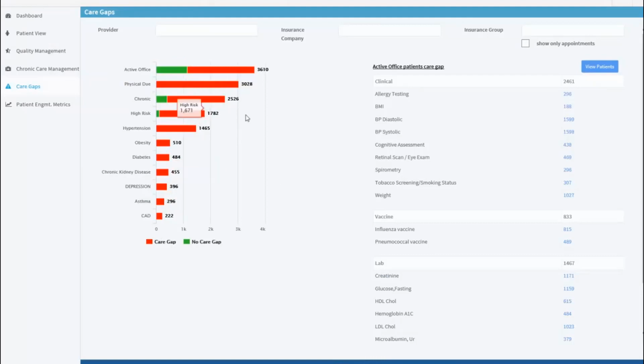Now with this module, you can quickly spot where gaps are. So red means I have care gaps. Green means there's no care gaps. So you can see quickly here where my numbers are.